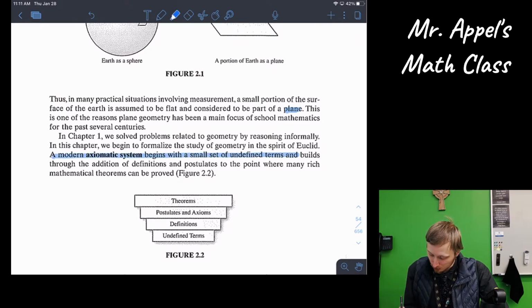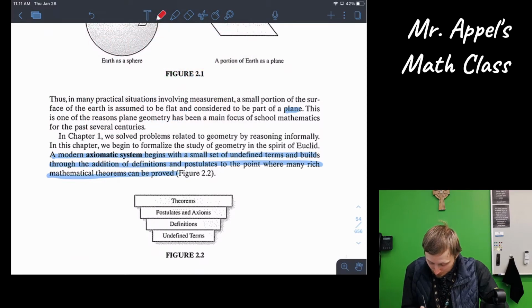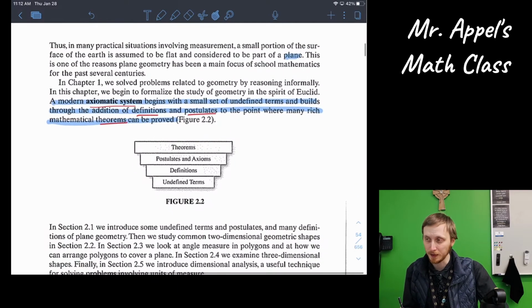Okay, that is all good stuff there. Add that to your vocab list, and note we've got axiomatic system itself. Let's go a little bit thicker pen here. Definitions, postulates, and theorems, right? There you have it visually in the figure.